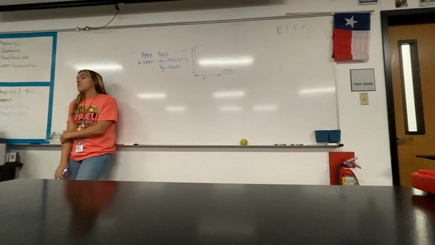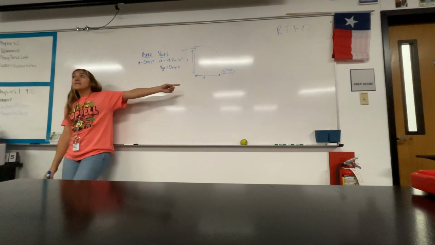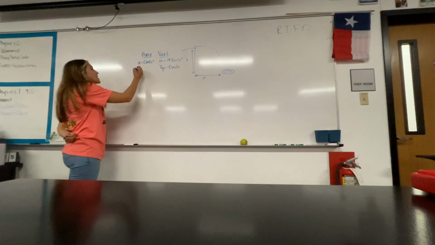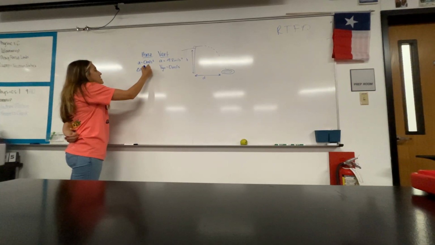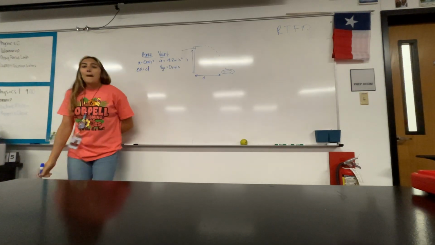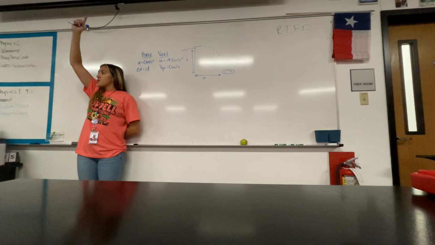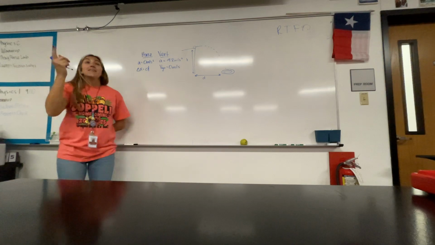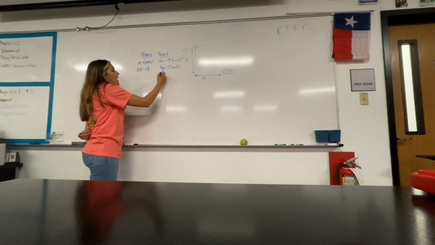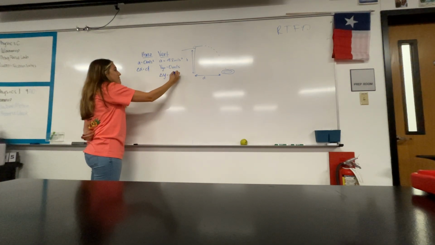Anything else? How far did it go in the horizontal? We do know. D. Delta X is D. Almost. Which way did it go? Did it go up an H or did it fall down an H? It's negative H. Delta Y is negative H.